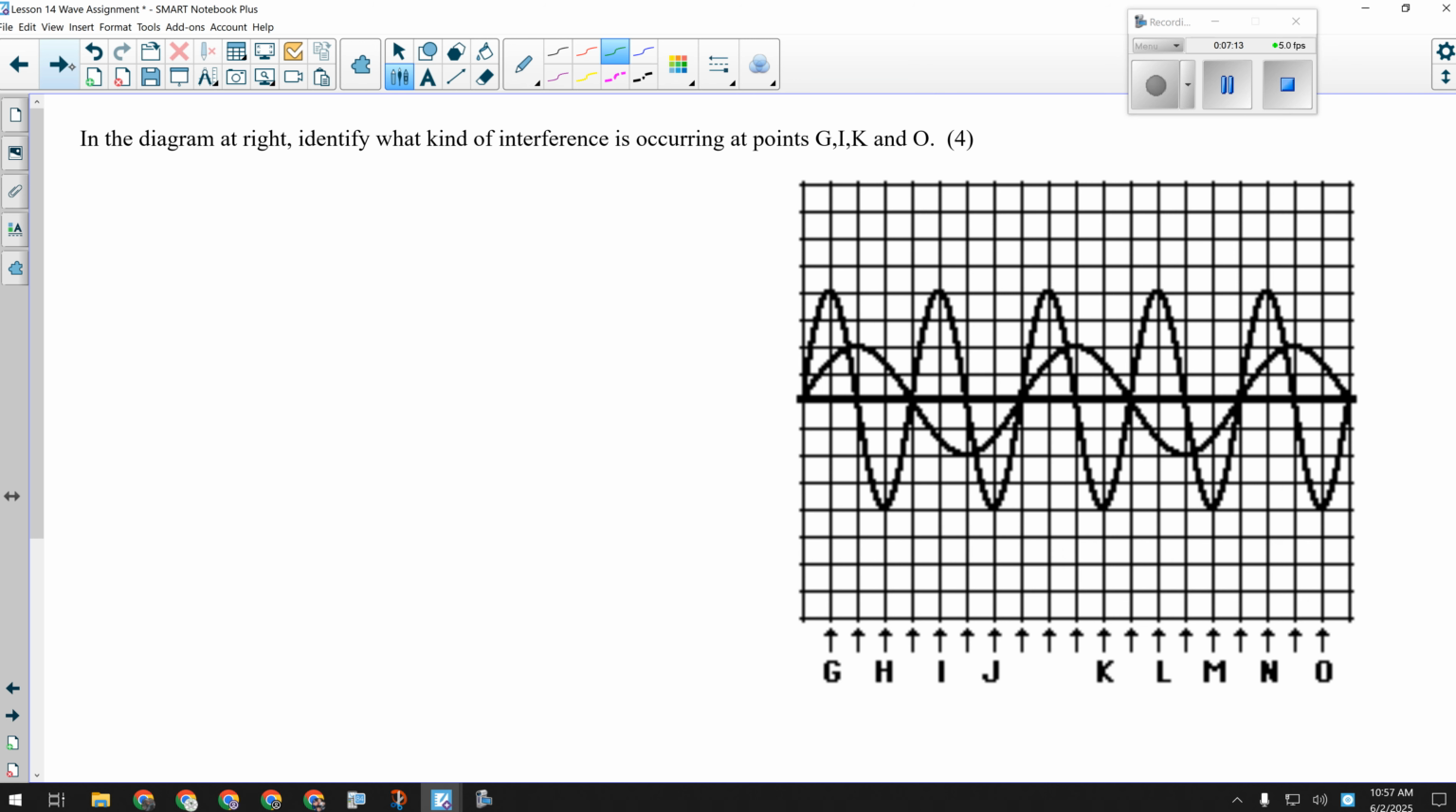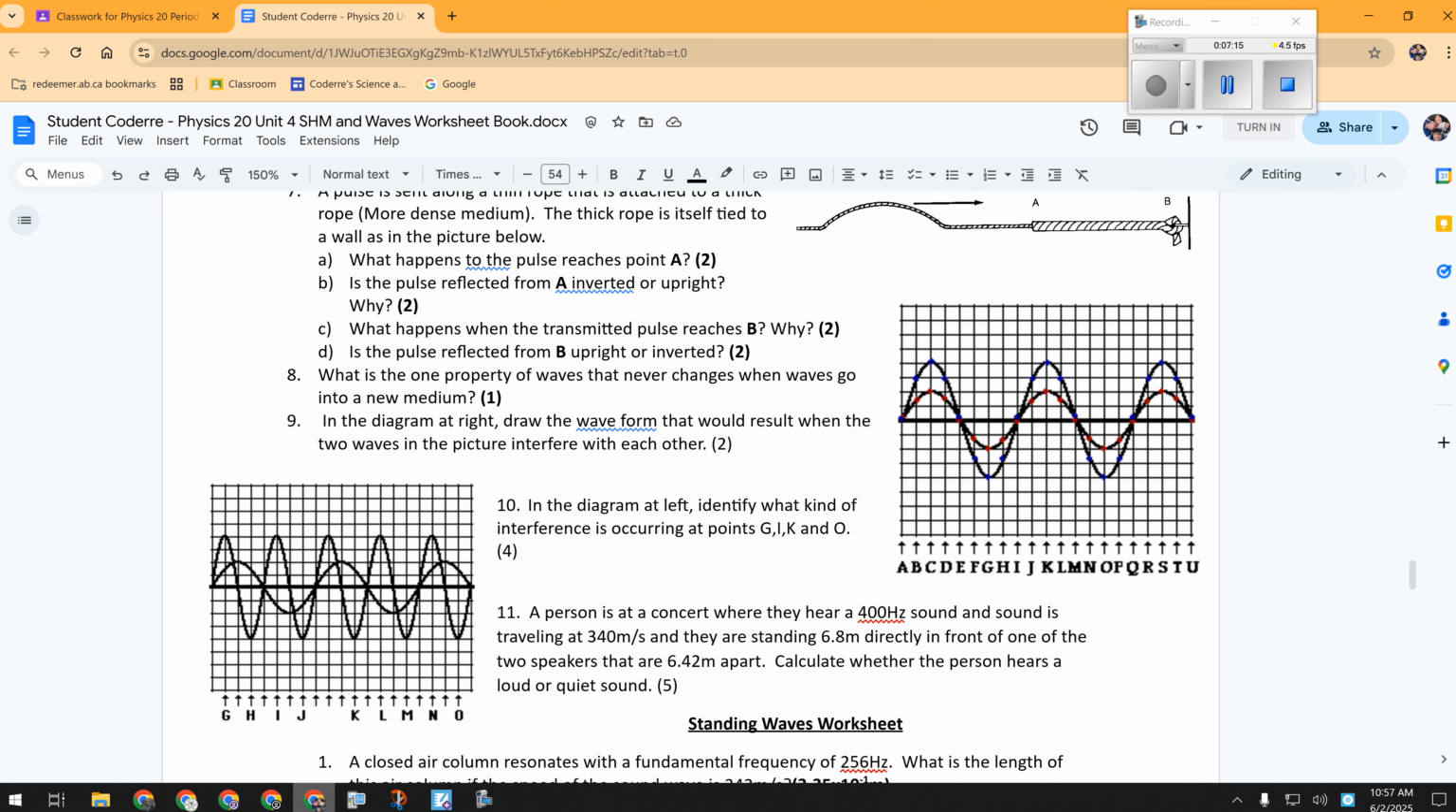Now, is that the question? How many people are done with 10? I'm going to give you a few minutes to work on 10 and 11, and then we'll go through 10 and 11. So 11 is a 2-speaker question. You can refer back to your quiz as well as your notes for how to solve those, and we'll go through them together.